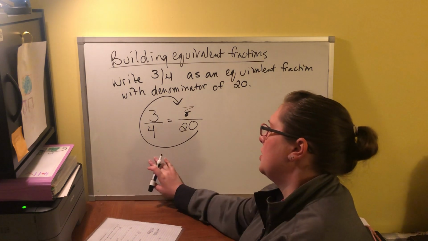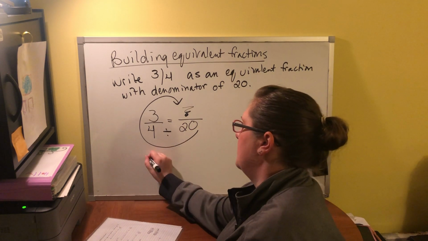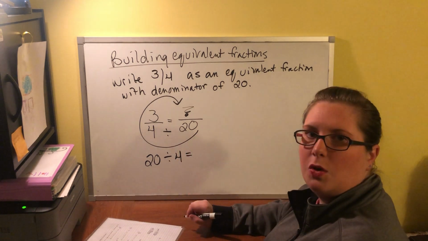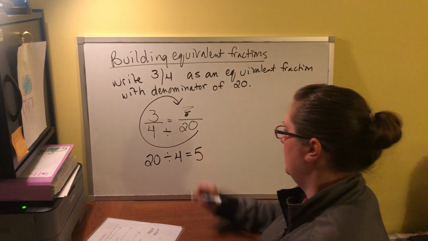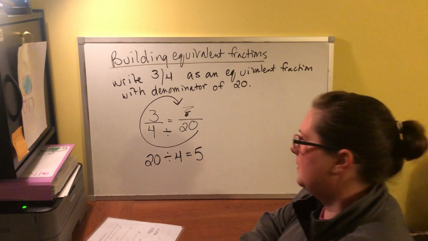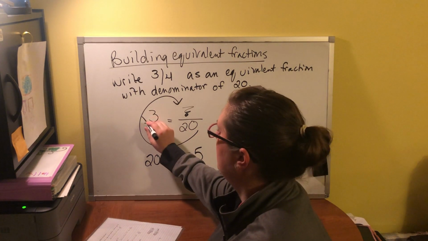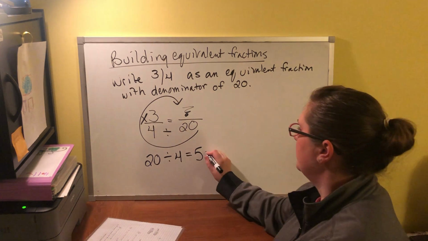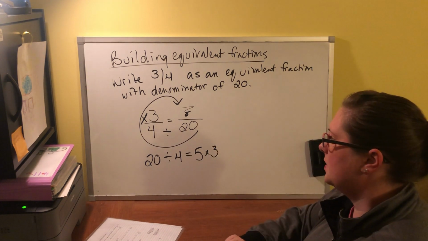So the first thing that you're going to do is divide. So you are dividing 20 divided by 4. Well, 20 divided by 4 is 5, okay? Then you are going to be multiplying by the numerator times 3.